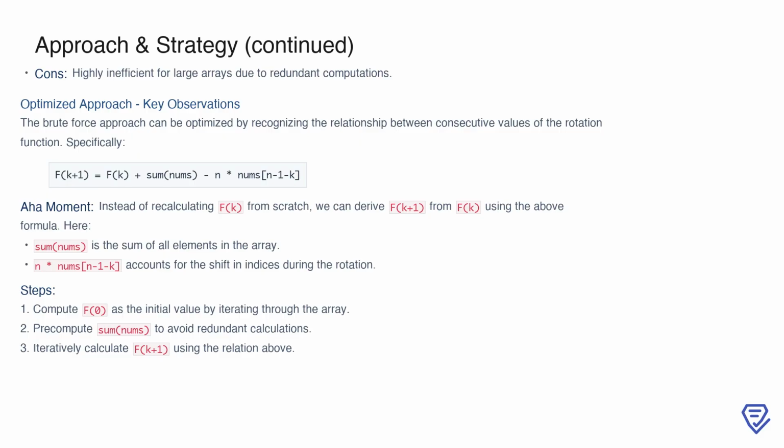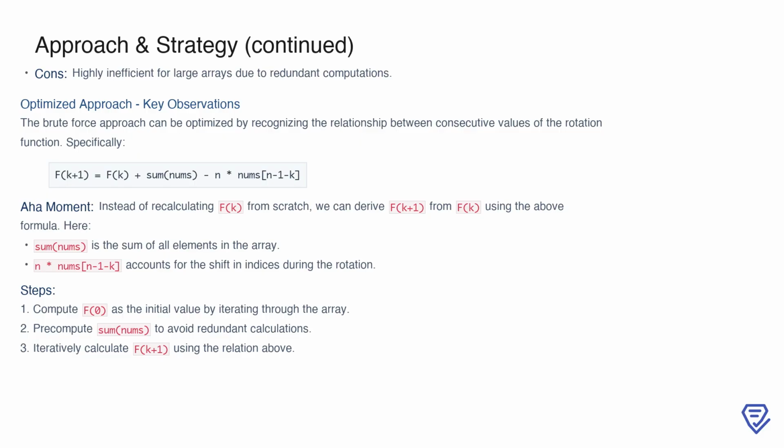To optimize it, we can take advantage of a key observation: there's a direct relationship between consecutive values of the rotation function, F(k) and F(k+1). Specifically, F(k+1) can be derived from F(k) using a formula: F(k+1) = F(k) + sum(nums) - n * nums[n-1-k]. This insight eliminates the need to recompute F(k) from scratch for each rotation. Here, sum(nums) represents the sum of all elements in the array, and n * nums[n-1-k] accounts for the impact of the rotation. With this formula, we can iteratively calculate each rotation function more efficiently.